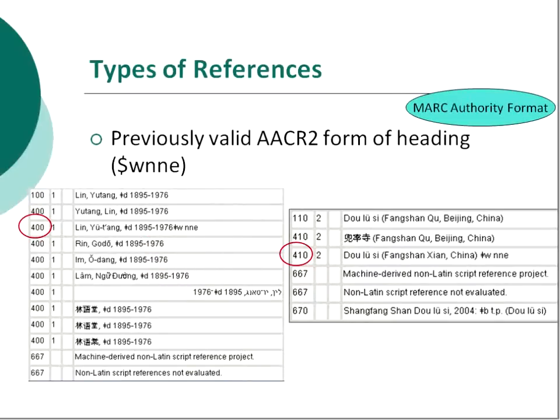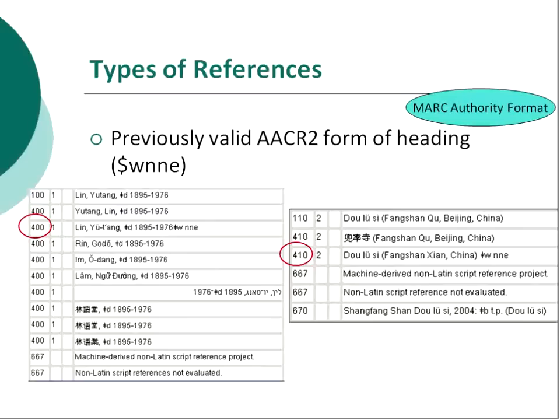Another special type of C reference is the previously valid AACR2 form of heading, and they are coded under WNNE. Now, you might ask, when do we need to consider using or giving the WNNE previously valid AACR2 form of a heading in the cross-reference area?